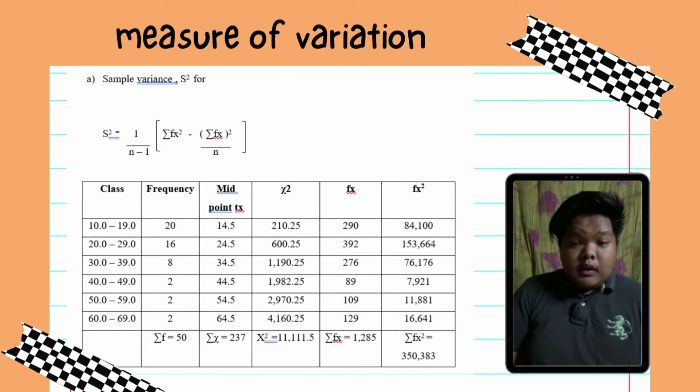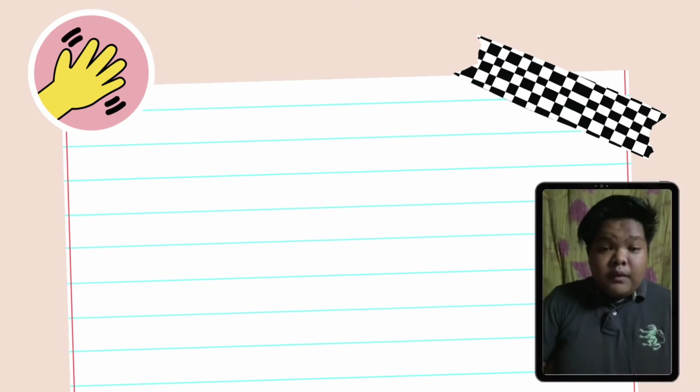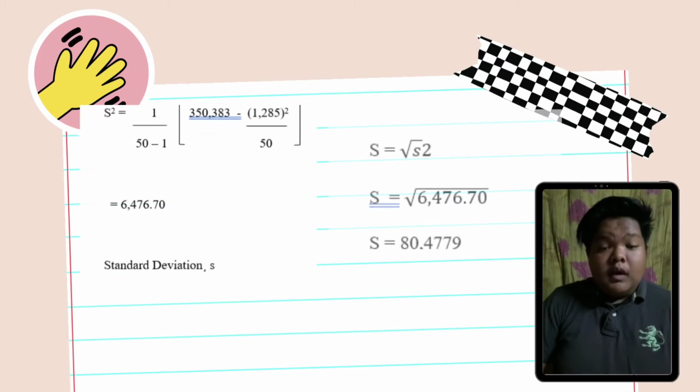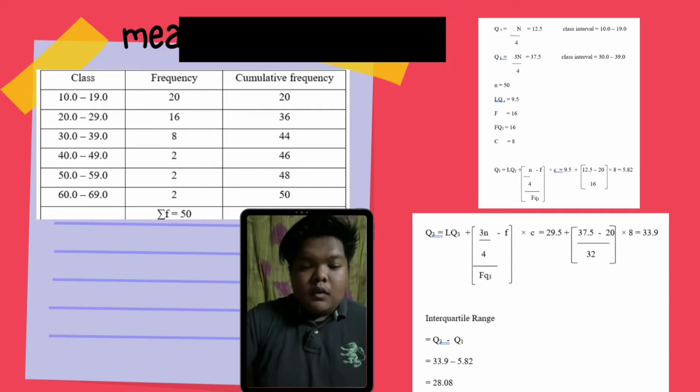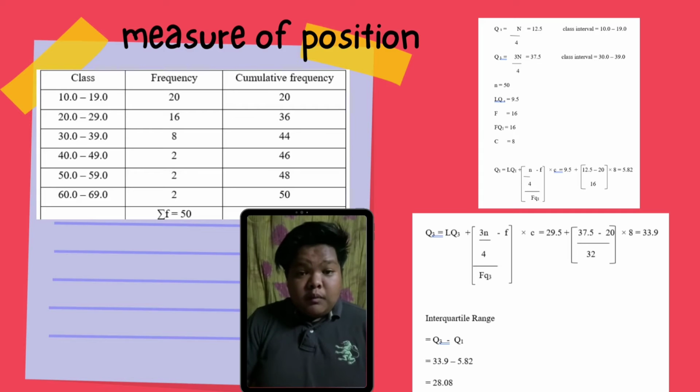Measure of variation. As you all can see, this is the formula and the table for measure of variation. Refer to this slide. This is the explanation and the answer for the measure of variation. Next is measure of position. You can see the table of the measure of position and the explanation and calculation for the measure of position.